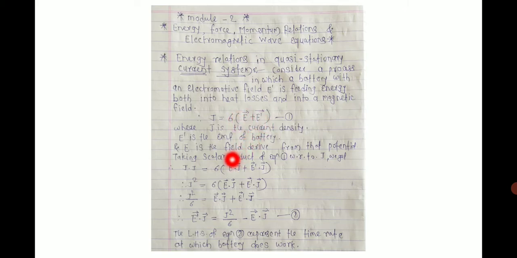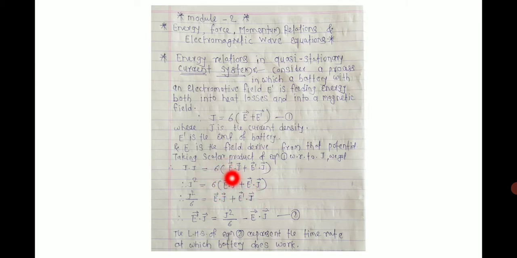Then in the next step, taking the scalar product of equation 1 with respect to J, we get J dot J is equal to sigma E dot J plus E dash dot J, and therefore J dot J, that is J square, is equal to sigma E dot J plus E dash dot J.